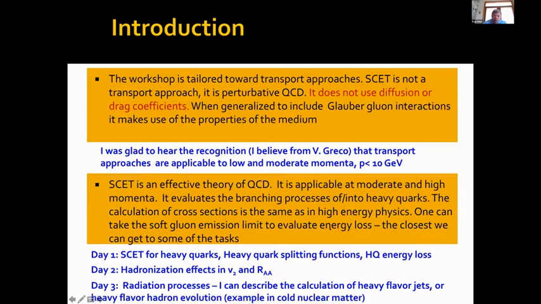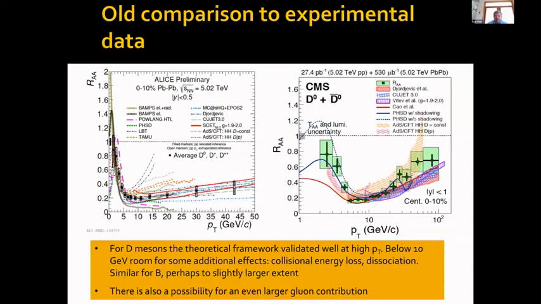And the way in which we calculate things is just like in high energy physics. We do higher order calculations and we do evolution. I was trying to make contact with the main theme of the workshop. And one thing that we can do is also take the soft gluon emission limit. And this leads to energy loss. We can evaluate energy loss, and this is the closest that we can get to some of the tasks. And this is what I decided to talk about in the 3 corresponding days.